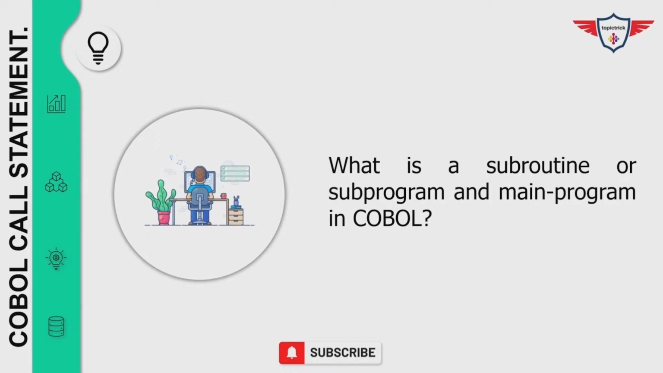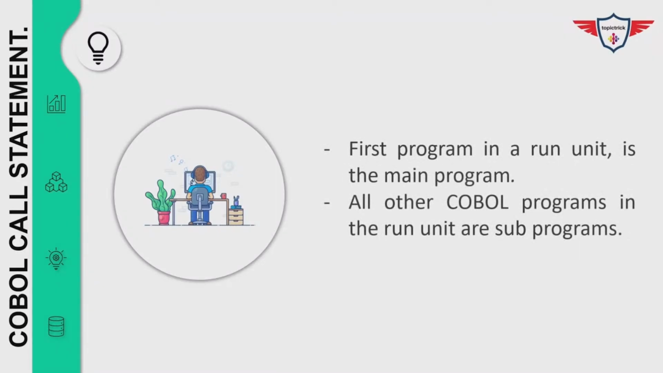Now let's try to understand what is a COBOL subprogram or subroutine and a COBOL main program. If a COBOL program is the first program in a run unit, that COBOL program is termed as main program, and all the other programs within that run unit are termed as subprograms. However, there is no specific code through which you can identify whether this is a subprogram or a main program. It purely depends on the system designer and the programmer who is actually transforming all the business requirements into a subprogram or a main program as per the project requirement.